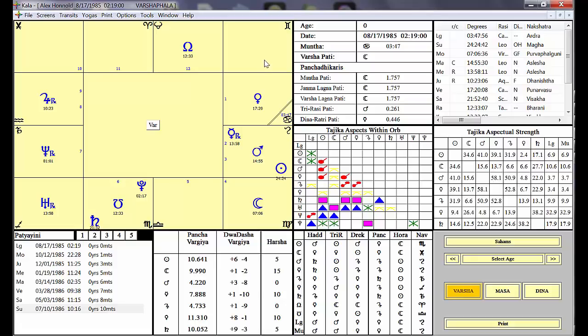Okay? So that's pretty interesting, and yeah, those are my examples for the Punya Saham. I'll be discussing some other Sahams, like the Guru Saham and the Wisdom Saham, and how they kind of tie in with the Punya Saham to make a really very fortunate year for a person.